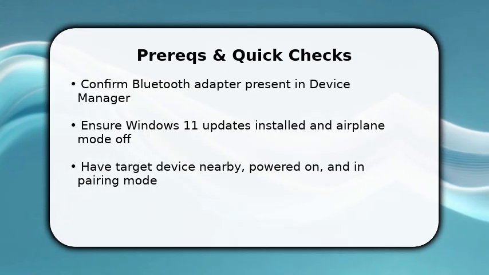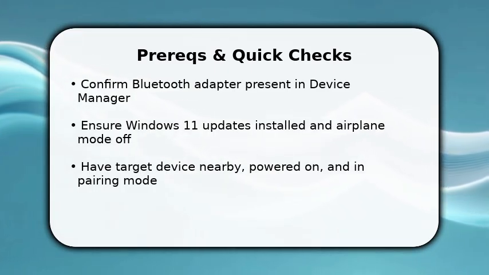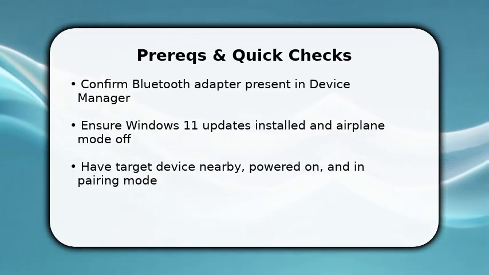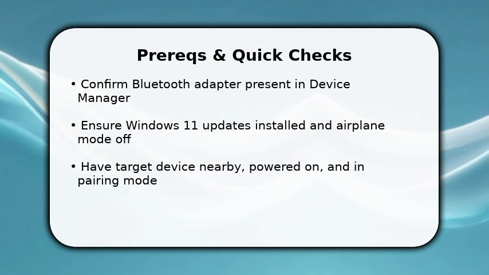Proximity matters. Once done, use Settings, Bluetooth and devices to toggle Bluetooth off and on to force a fresh scan. This quick start clears simple state issues before deeper troubleshooting.